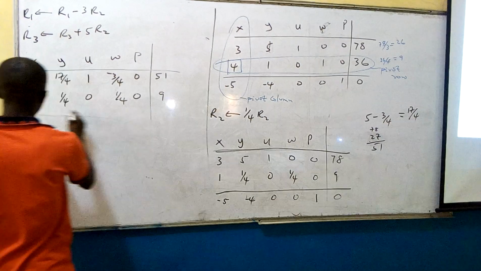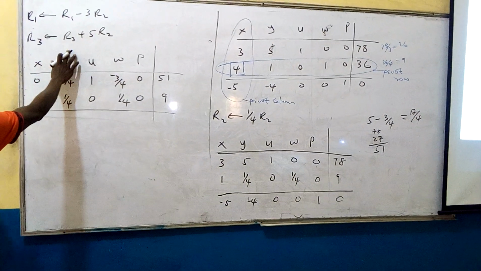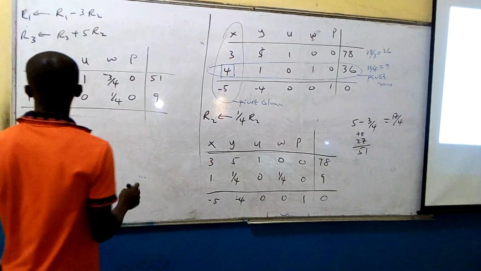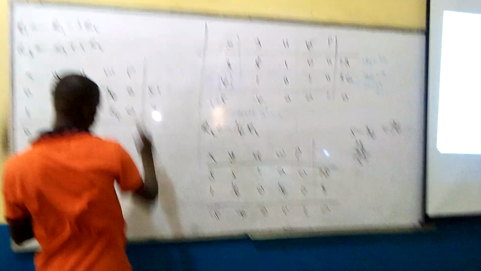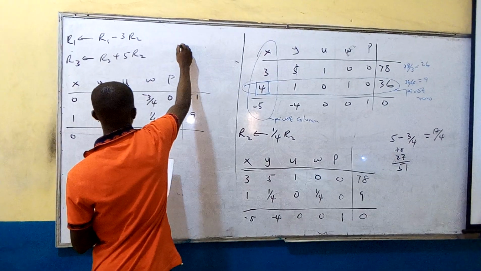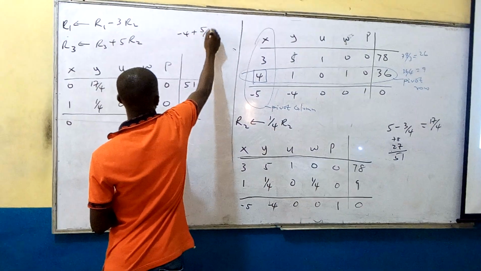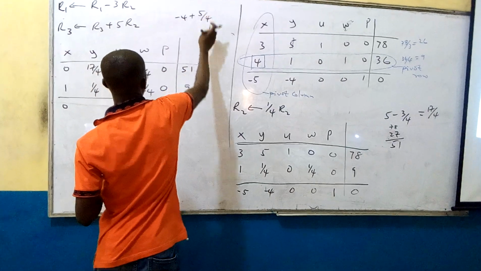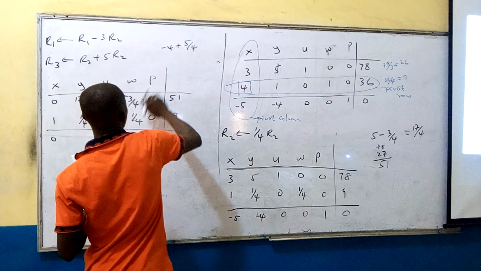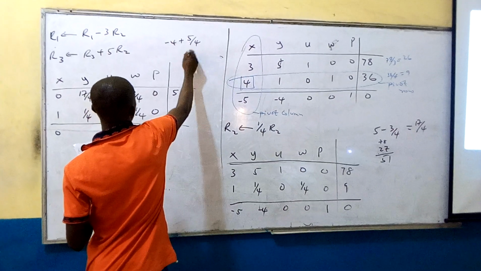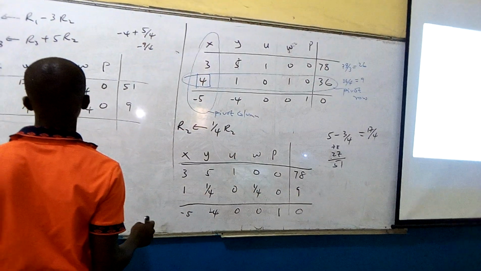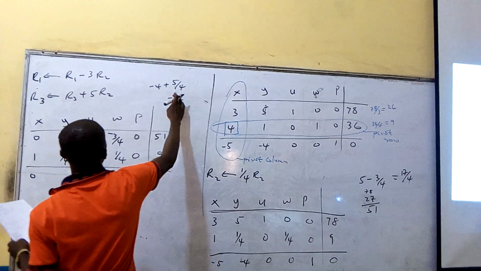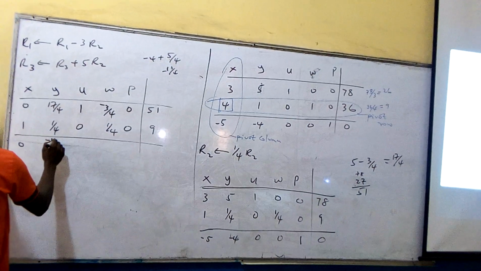0 and 9. Yes. Then the last row, row 3, is row 3 plus 5 times row 2. So this will give us 0. So 5 times this, that will be 5 over 4. So row 3 actually is negative 4 plus 5 over 4. So what do we have? 5 minus 16 is negative 11. So this one is negative 11 over 4.